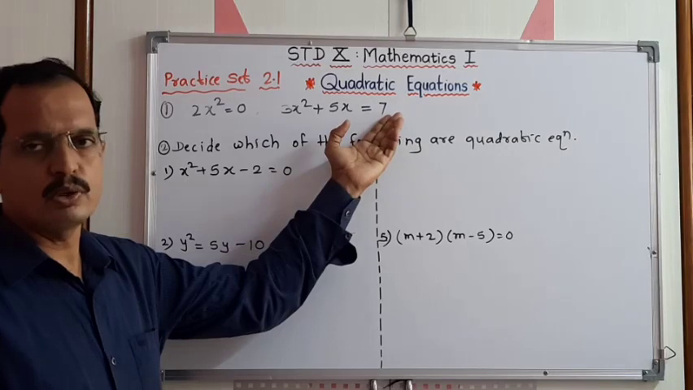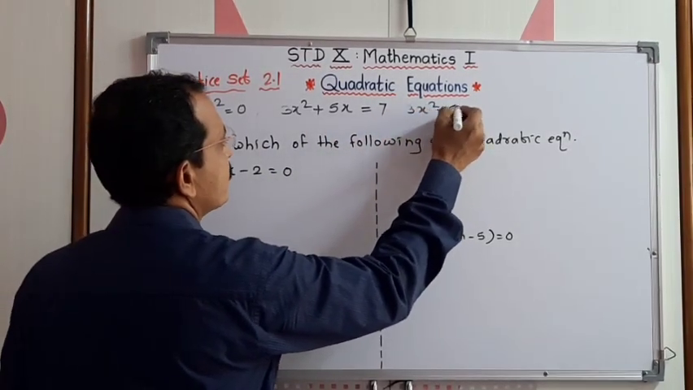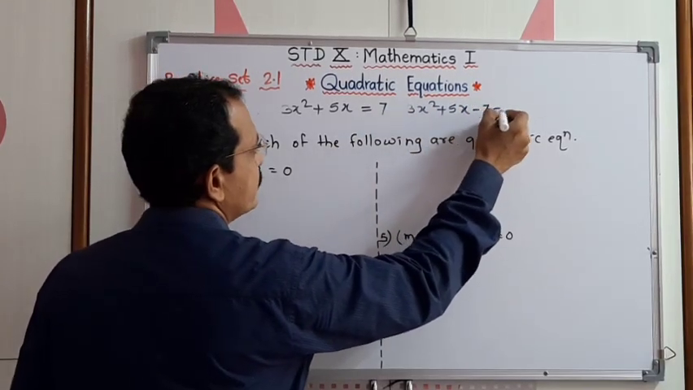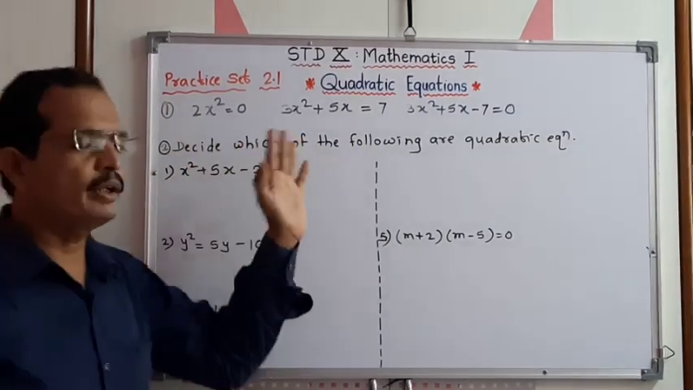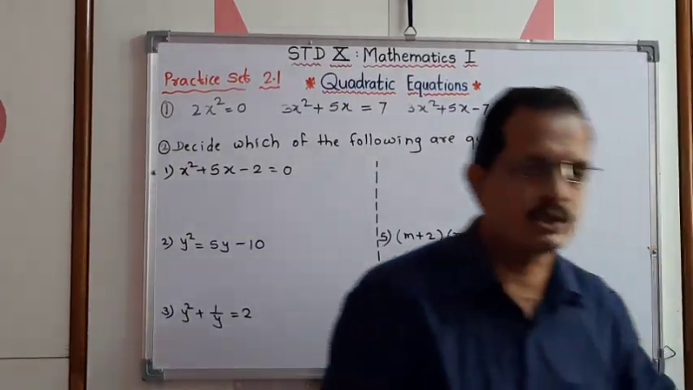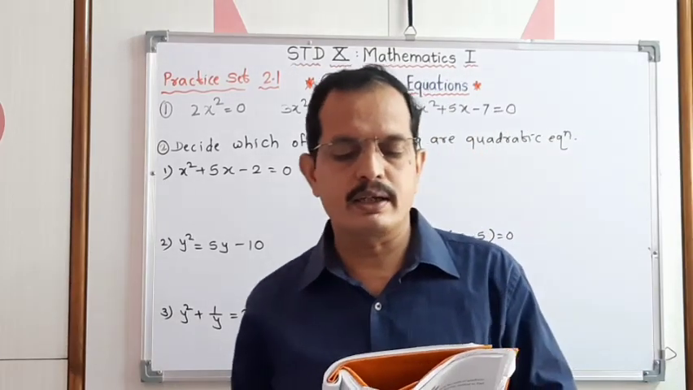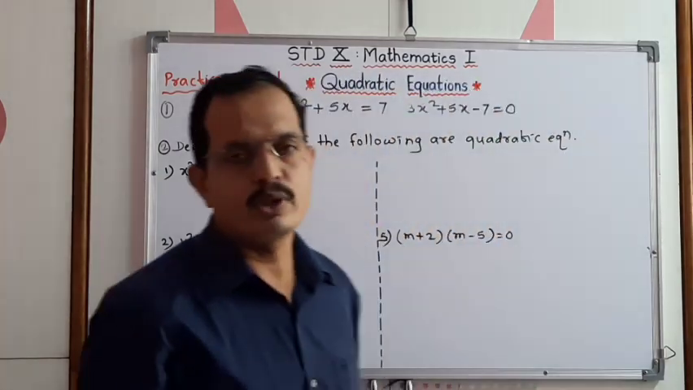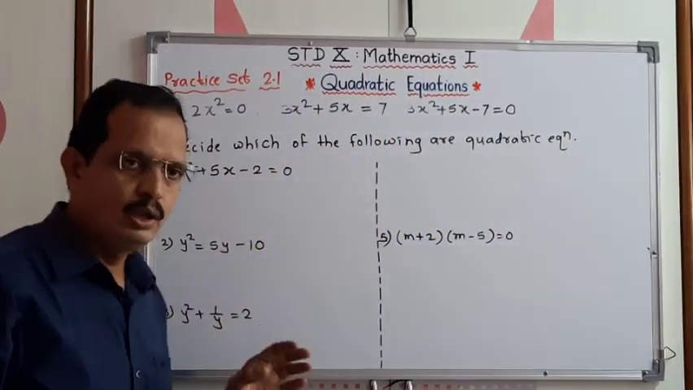If we have to write equal to 0, then we can convert it like this: 3x square plus 5x, this plus 7 we have to take on the other side as minus 7, equal to 0. Therefore these are the two quadratic equations. Now see the second question. Decide which of the following are quadratic equations. Some equations are given and we have to decide whether those equations are quadratic or not.